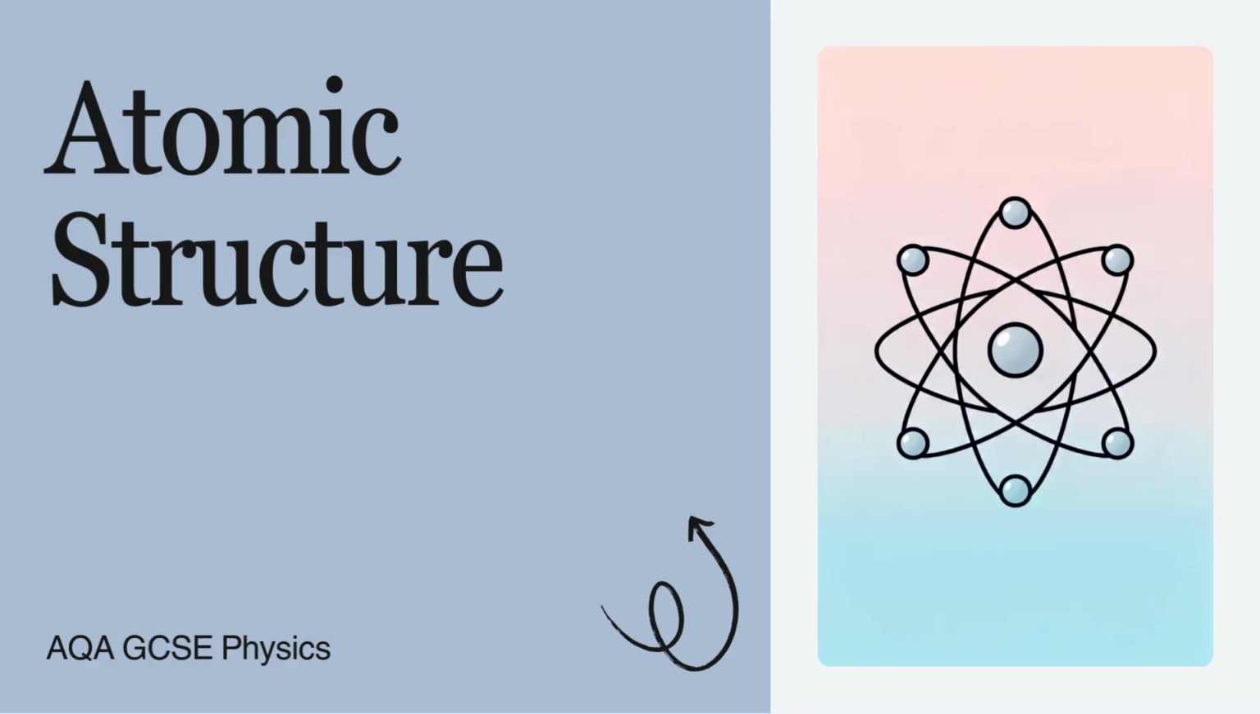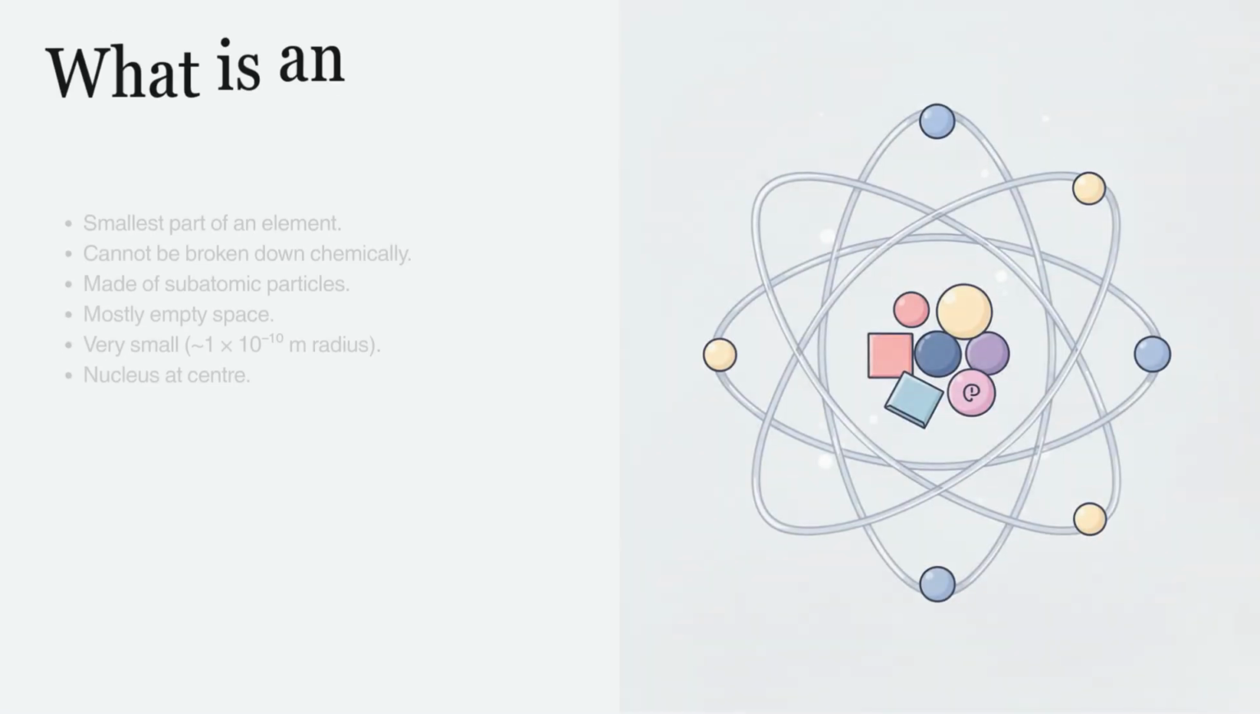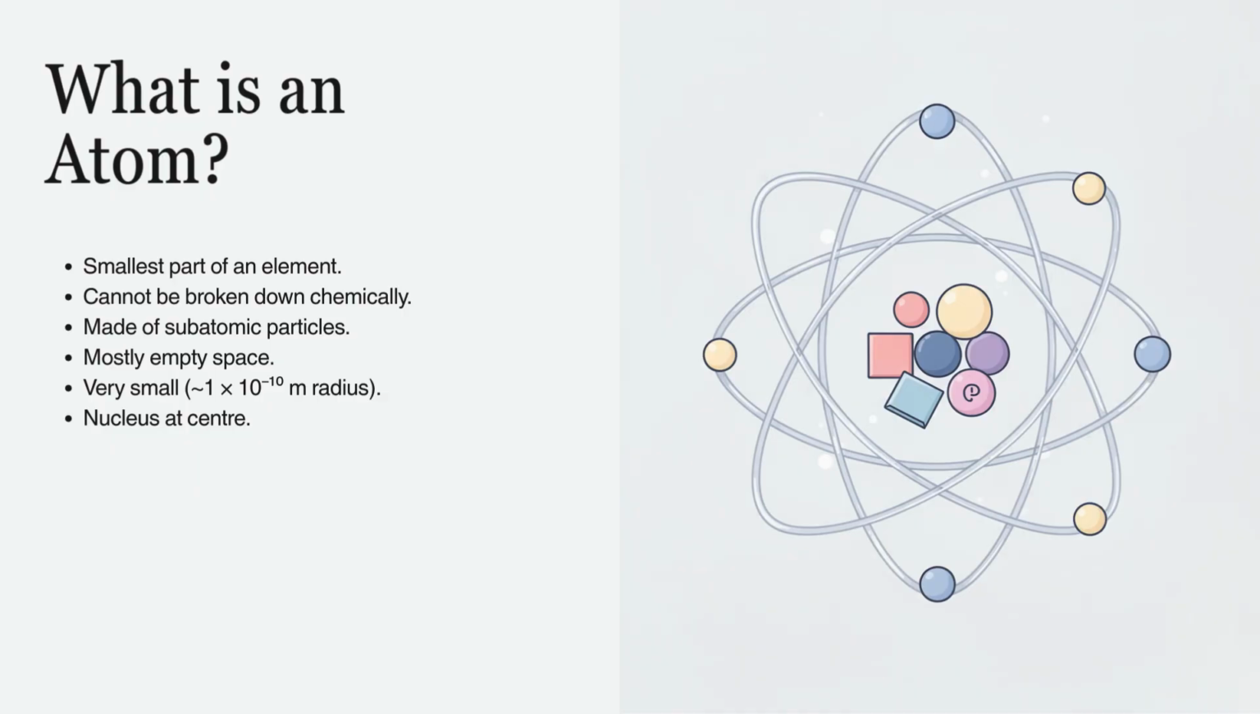Now, going on to the big question, what is an atom? What actually is it? An atom is the smallest part of an element that can exist and still keep the properties of that element. So if you take gold, for example, one atom of gold is still gold.